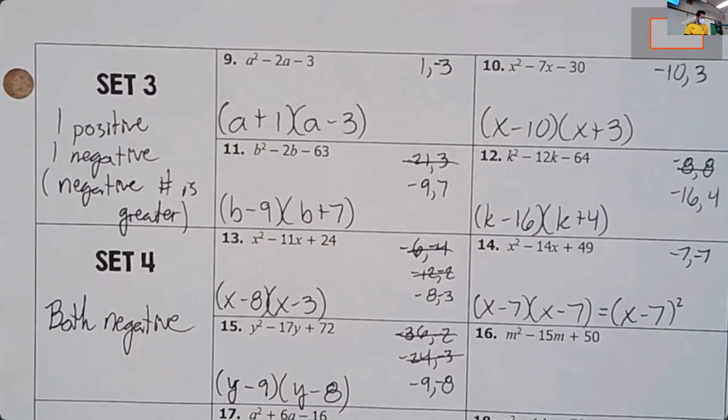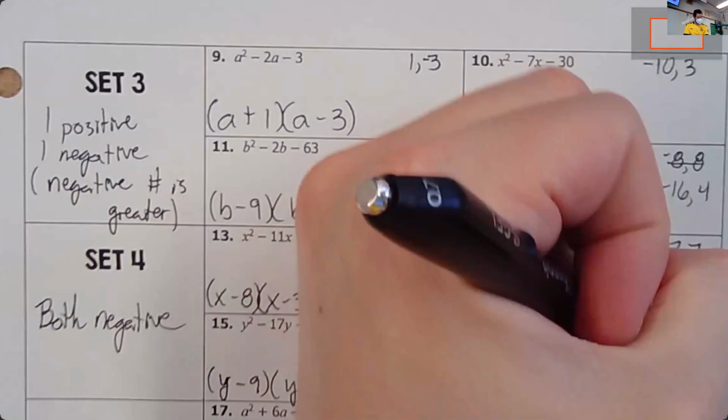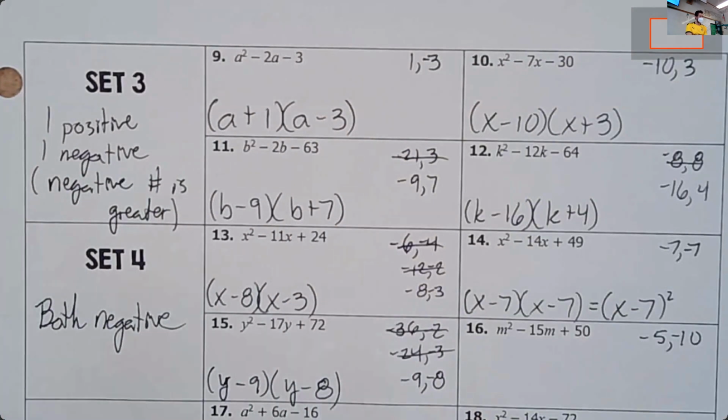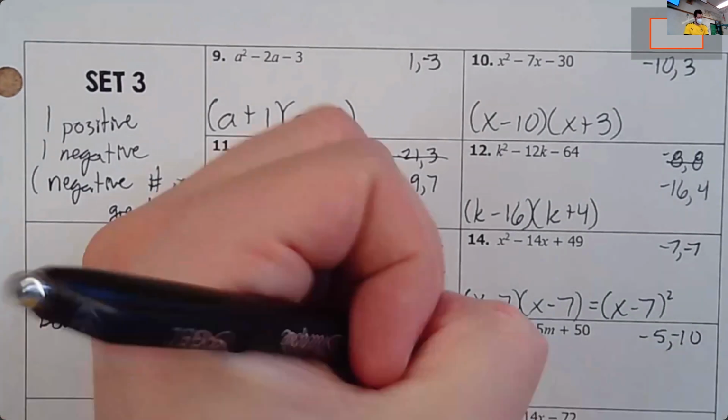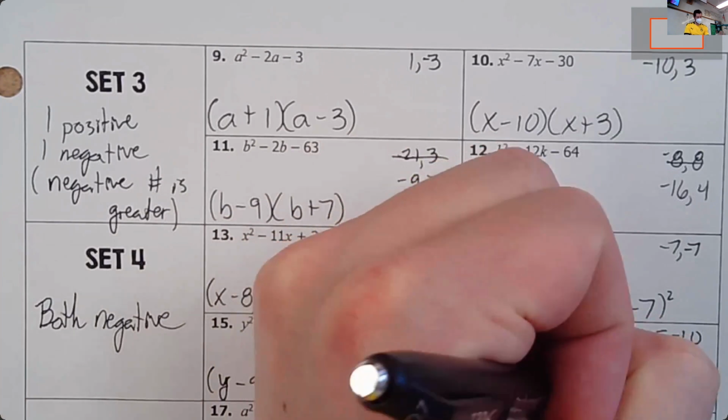All right, last one from this set is m squared minus 15m plus 50. So two numbers that multiply to equal 50 and the same two numbers that add to equal 15. And then just make them both negative. 5 and 10. There you go. So 5 times 10, both negative, is positive 50. Negative 5 plus negative 10 is negative 15. So we're looking at m minus 5 times m minus 10. Cool.